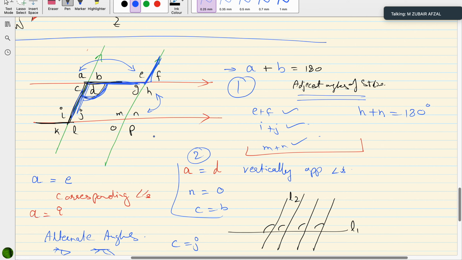And then we have a property. If we look closely, you may see that this boundary in yellow makes a parallelogram, and opposite angles of a parallelogram are equal. D is equal to M, J is equal to G.